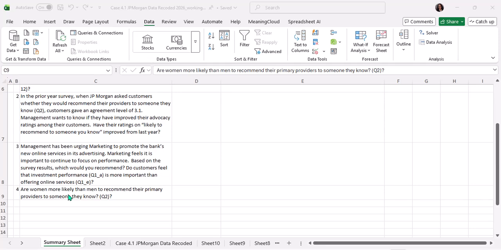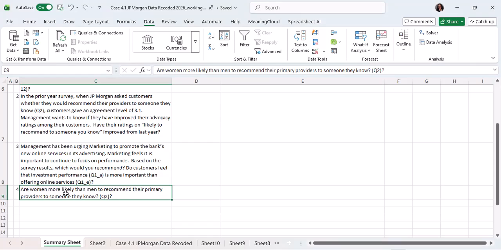And remember, Net Promoter Score is on a scale of 1 to 10, where they have the detractors, passives, and promoters. And I'll leave it to the video for that. So let's go ahead and answer this question. Are women more likely than men to recommend their primary providers to someone that they know?